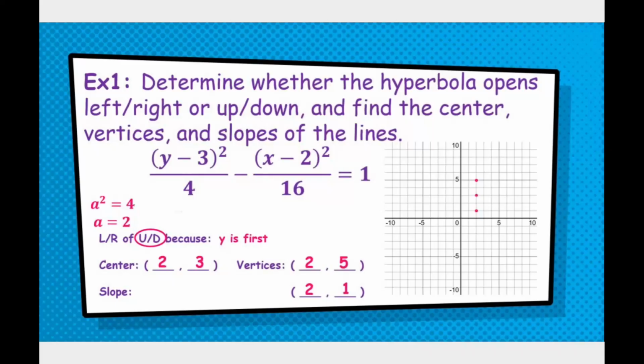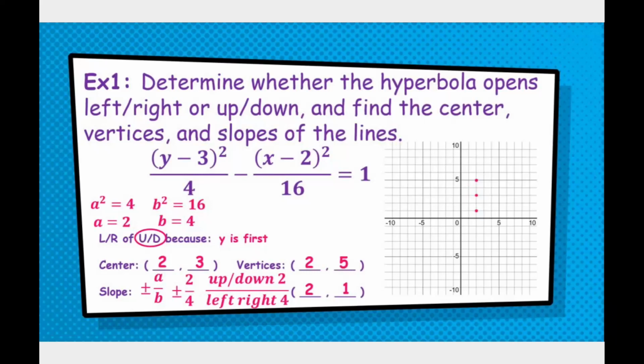Now to determine my slope, rise over run, this one's going to be a over b, because 4 is underneath a, so it's going to be that over 16. So I'm going to find b, which is b squared is 16. That means b is 4. So then plus or minus a over b would be 2 over 4. That means from the center, I'm going to go up 2 and over 4.